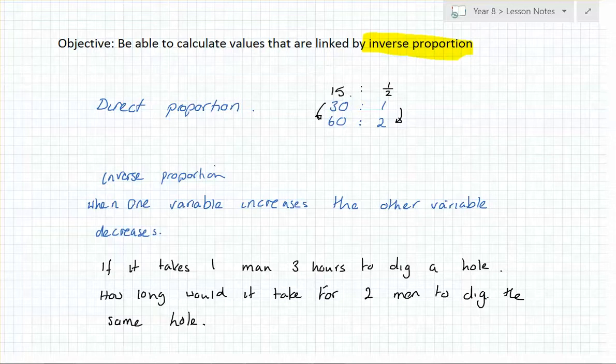So I would like you to write one example of an inverse proportion problem that's different to the person next to you, and we'll have a talk. Okay, so if you've got your ideas, we're going to start with what's probably the best one that's ever been said ever.